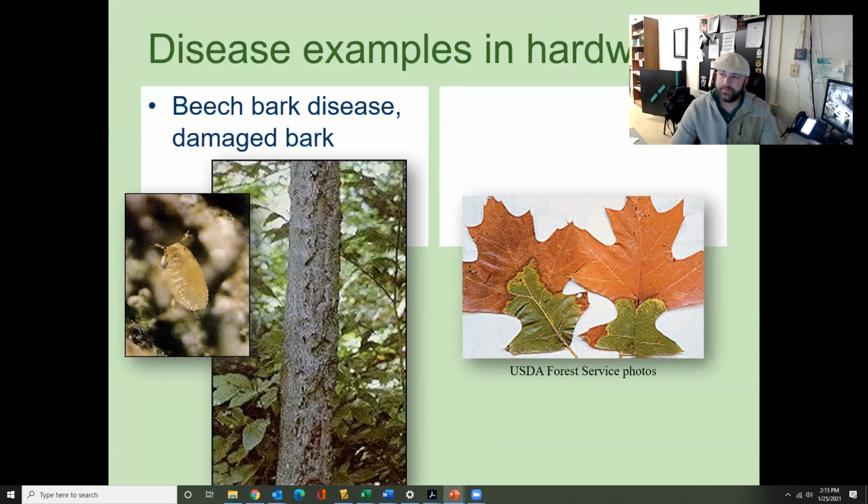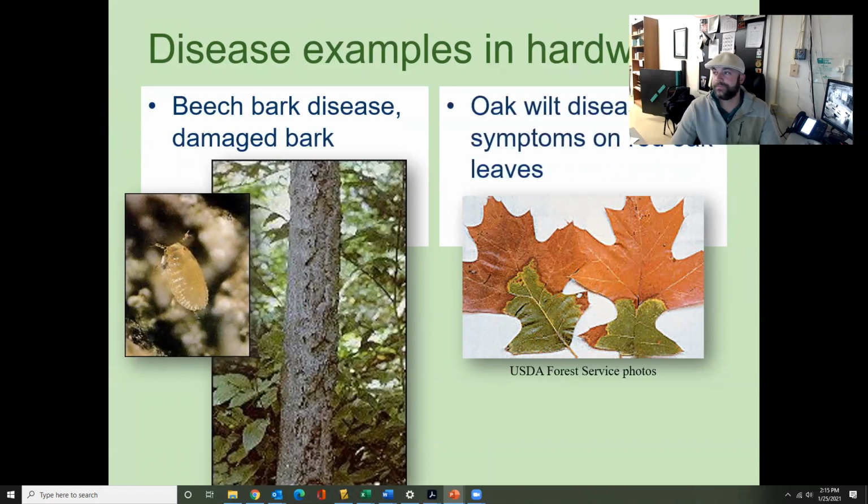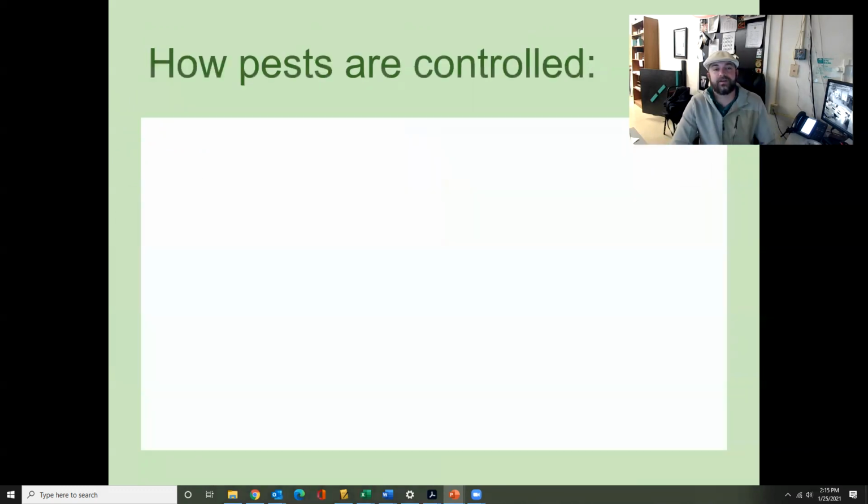Some other examples: beech bark disease, damaged bark, and oak wilt disease, symptoms on red oak leaves. So you'll see up here at the top, browning from the top down. And once it reaches the bottom, that leaf will be completely dead, and it will affect the tree because it won't be able to take in sunlight.